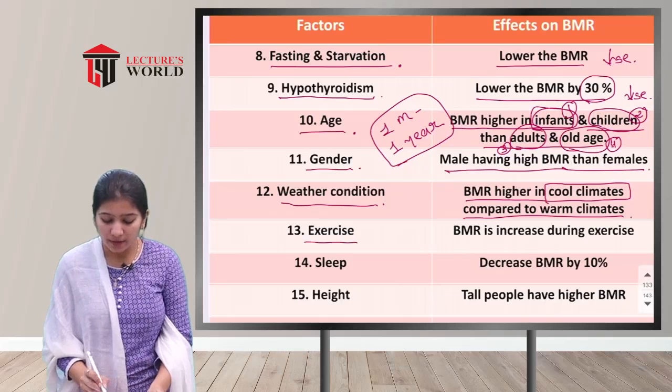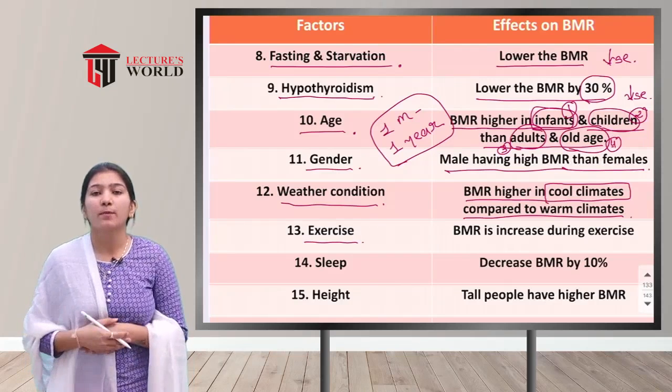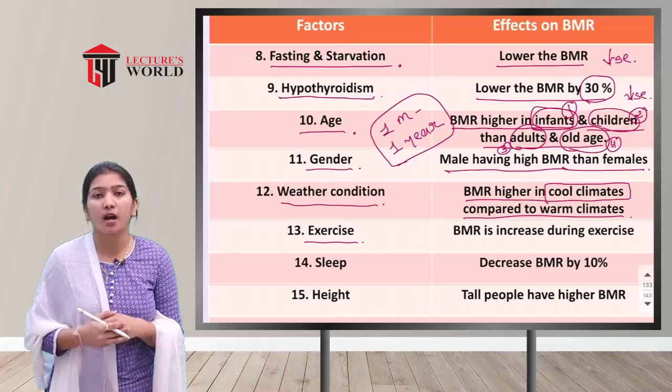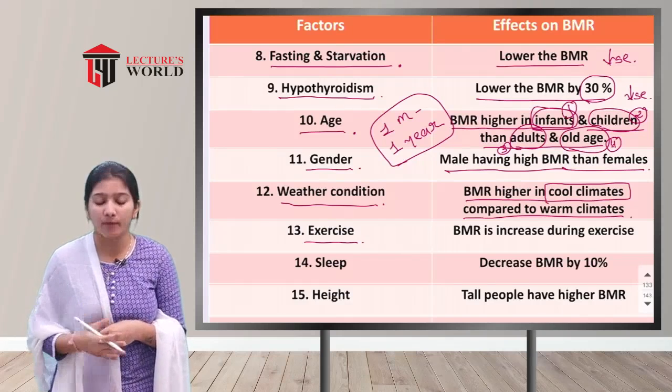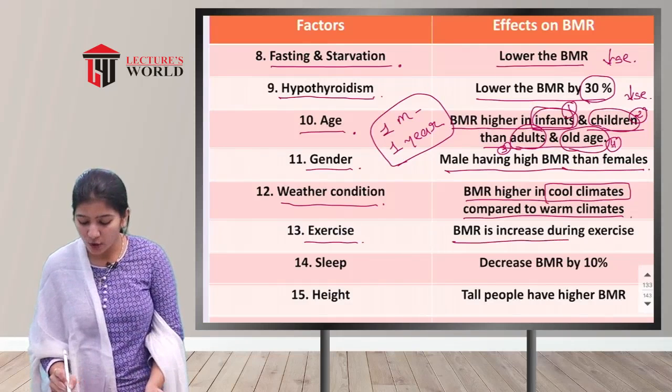The other factor is exercise, that means the type of physical activity. If you are doing physical activity, you will feel hungry immediately. So exercise, the physical activity, also affects your basal metabolic rate. BMR is increased during exercise.